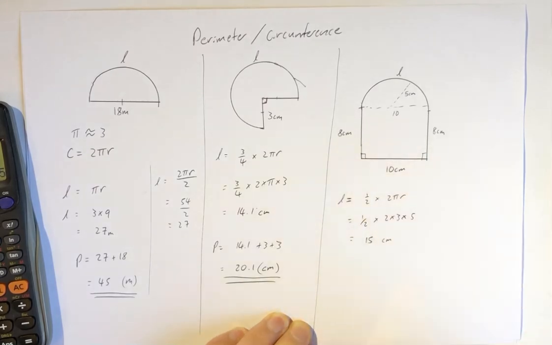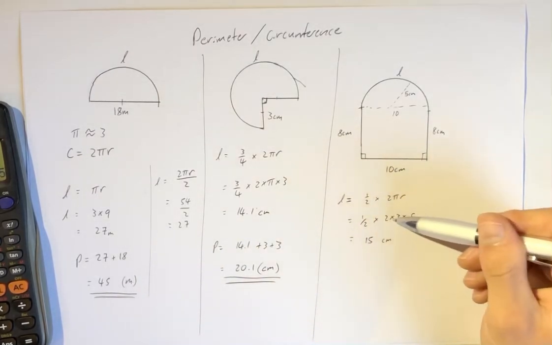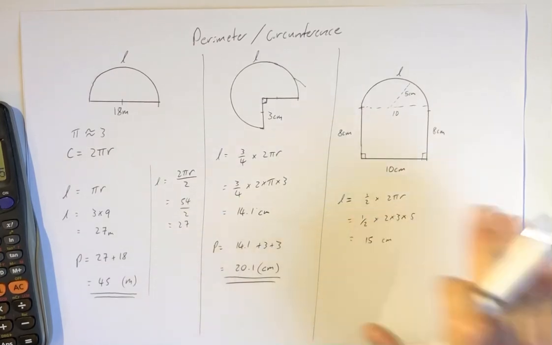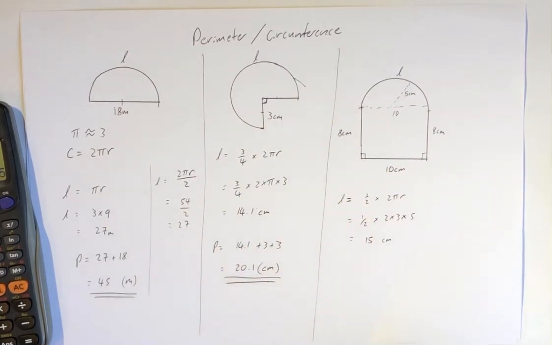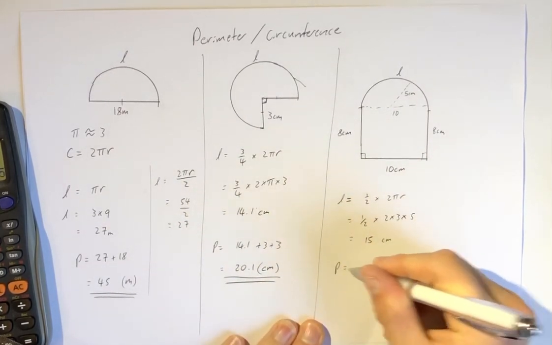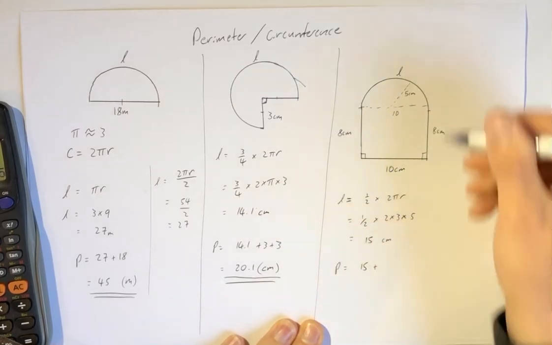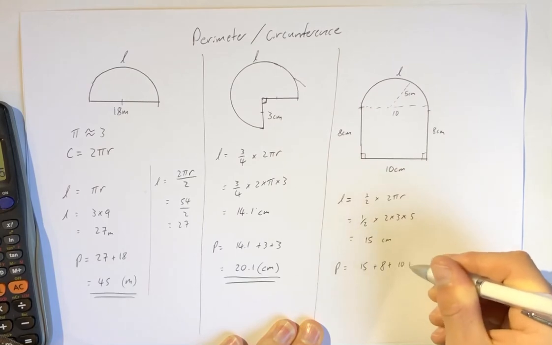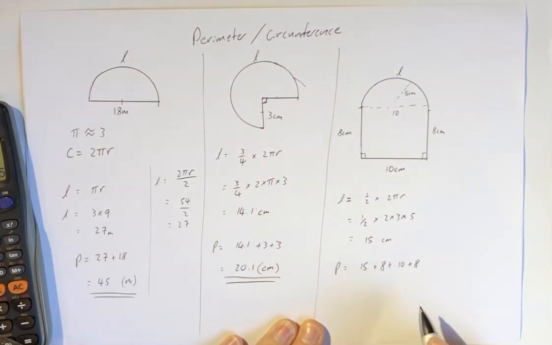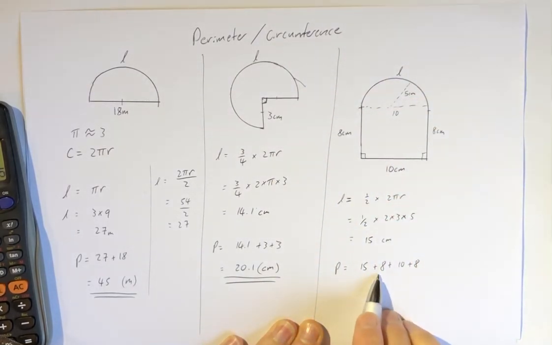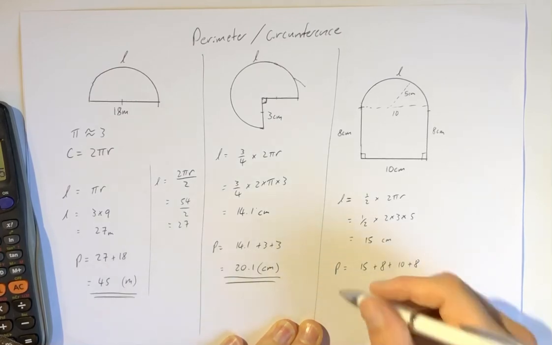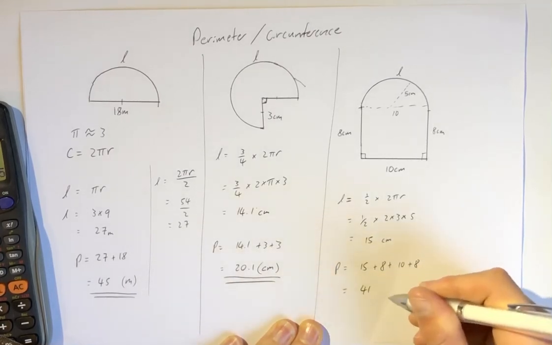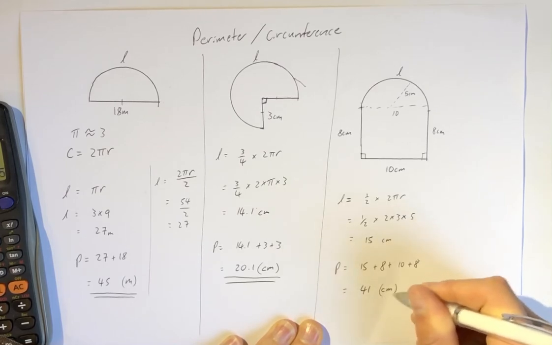How do I do that without a calculator so quickly? I noticed that a half times 2 is 1, so that's all gone. I've just got 3 times 5. And so the perimeter is 15 plus 8 plus 10 plus 8. So we've got 15 and 8 is 23, 33, and 8 takes us to 41. And I have my units there.